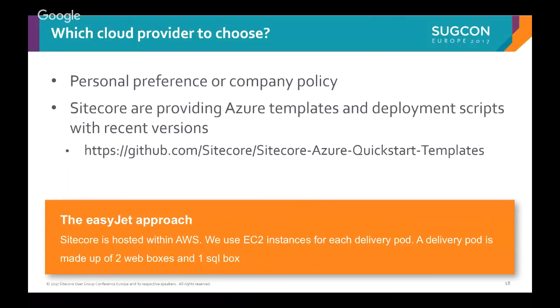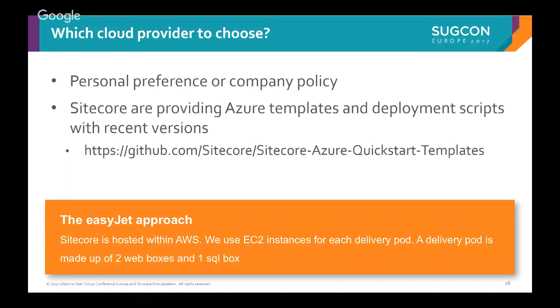So I think this is quite an interesting question. Which cloud provider do you choose? There's several out there, but I think the two that come up in conversation quite a lot, at least for the Sitecore space, are Amazon and Azure. So which do you pick? Sometimes that could be down to personal preference or the company that you're working with's policy. And that's how we ended up going with AWS, that this is what EasyJet were doing for all of their stacks and for all their other deployments. So we fitted into that.